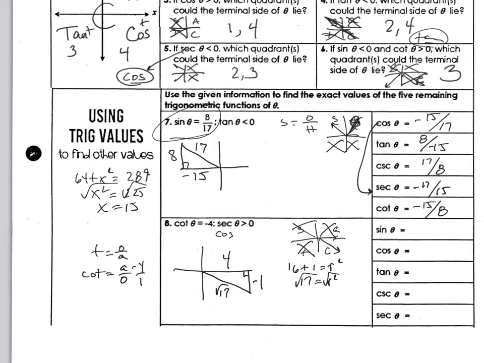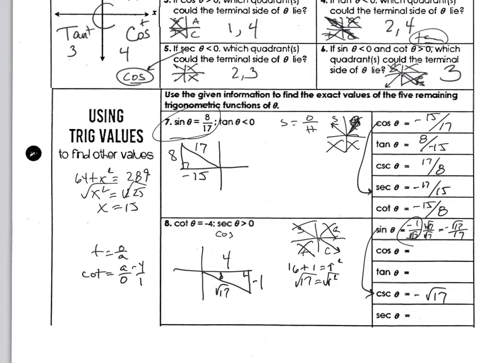So let's put this together. Sine is, this is our angle, so sine is negative 1 over radical 17. Well, we got to fix that. So we get negative radical 17 over 17. Sine goes with cosecant, so I'm going to flip over this one. So it's just negative radical 17.